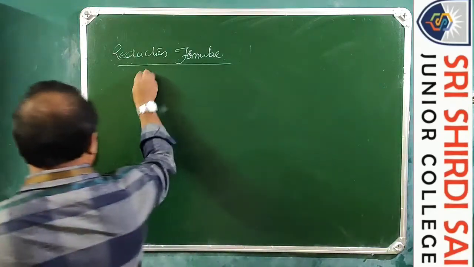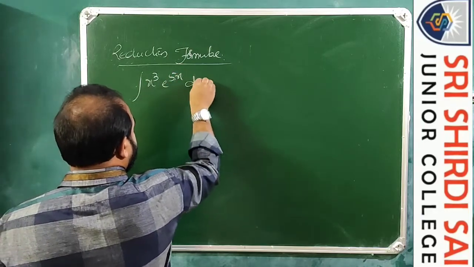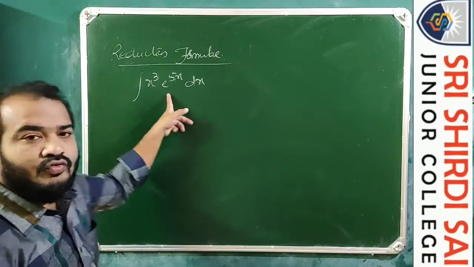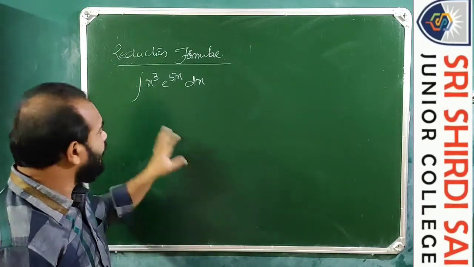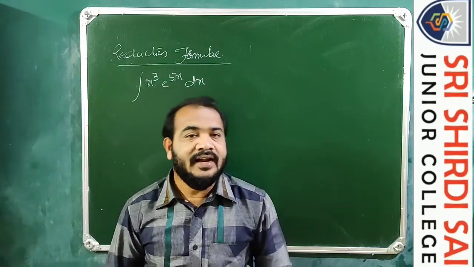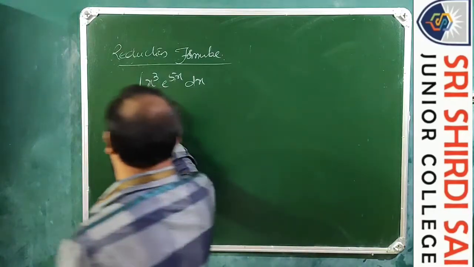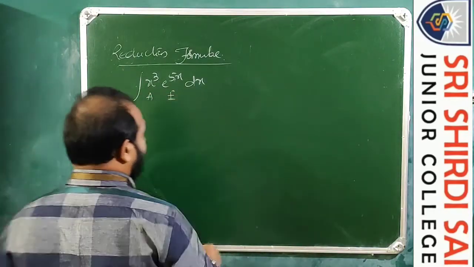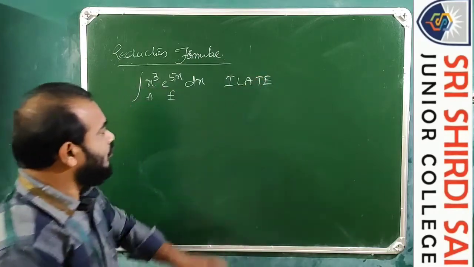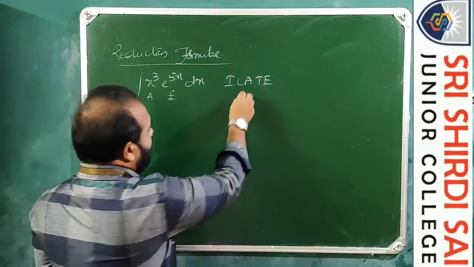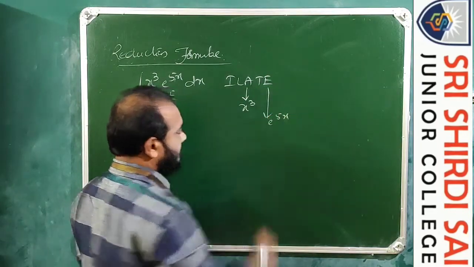For example, the integral of x cube into e power 5x dx. This is the product of two functions, and as far as the product of two functions is concerned, we will use integration by parts. Here x cube is the algebraic function and e power 5x is the exponential function. So the first function is x cube and the second function is e power 5x.